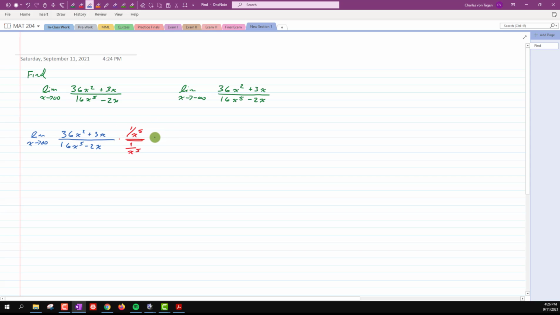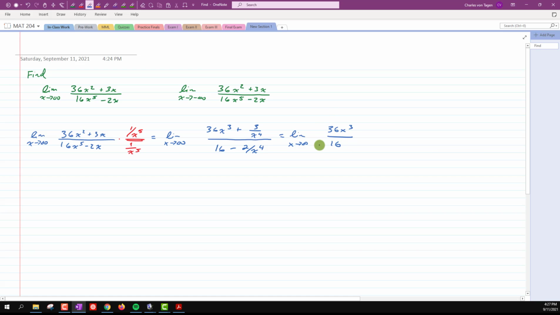When we do so, we end up with the limit as x approaches infinity of 36x cubed still plus 3 over x to the fourth, all divided by 16 minus 2 over x to the fourth. Now, just like we rationalized our way through these problems before, notice that as x gets large, both of these components will tend towards 0. And so this limit is going to be the same as this limit right here, the limit as x approaches infinity of 36x cubed all over 16.